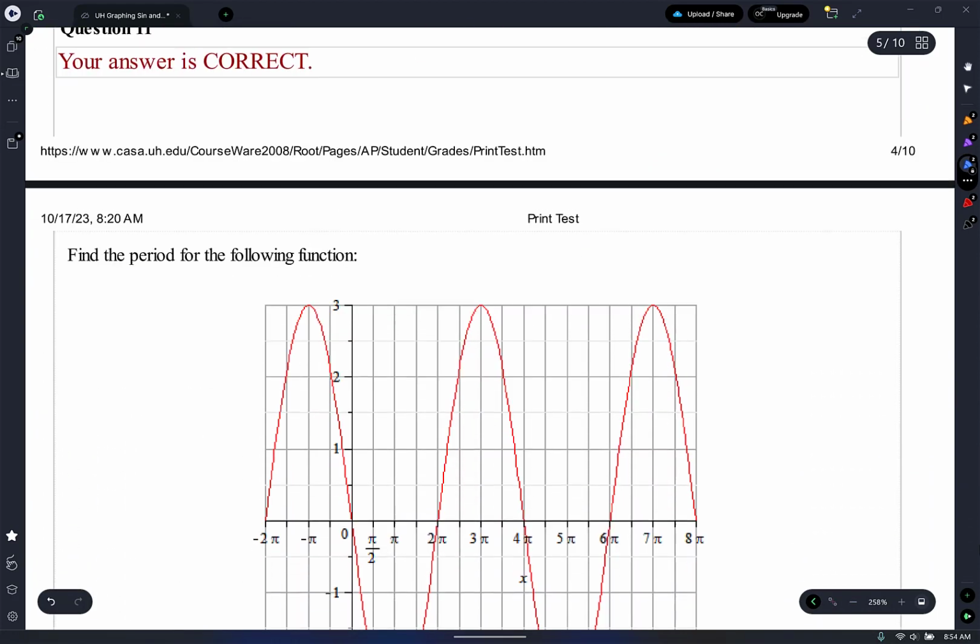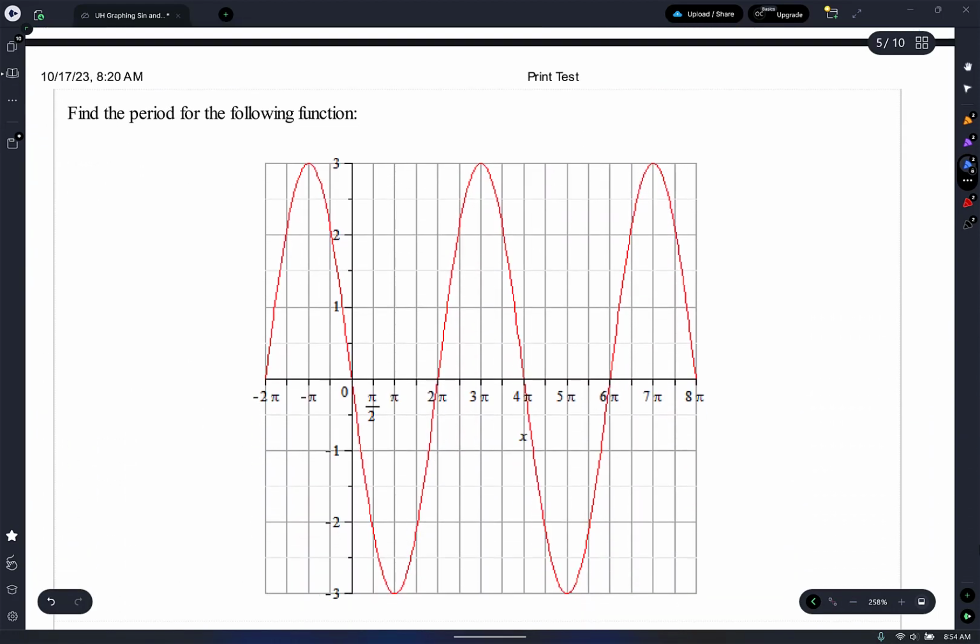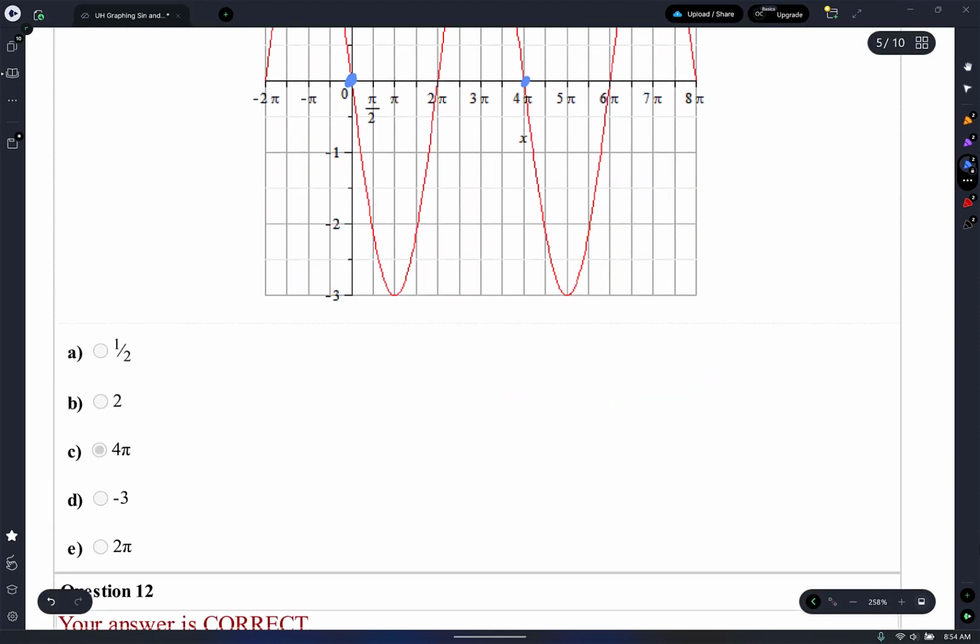All right, it gets back to easy. Look at these. Find the period of the following function. All right, look, point of inflection going down. Don't make life hard on yourself. There's that one going through the origin. Look for another one that's a point of inflection going down. Where does the next one happen? So what's the period? 4 pi. Look for 4 pi. Done.